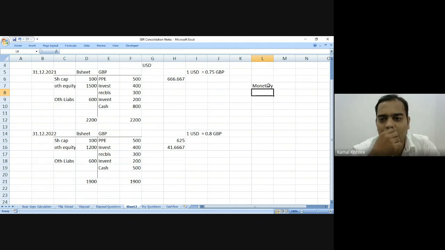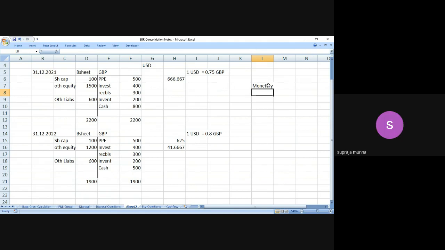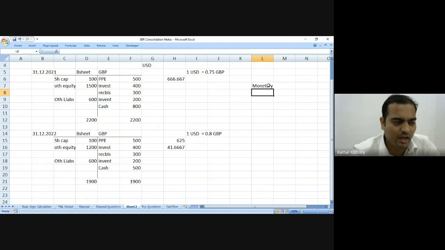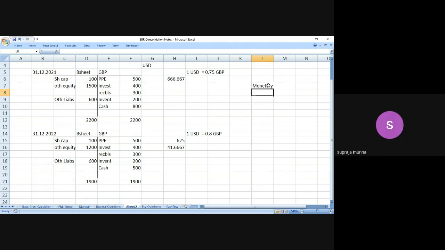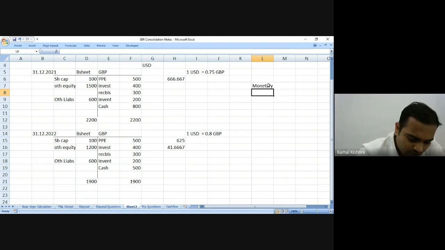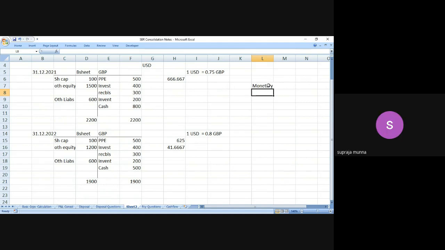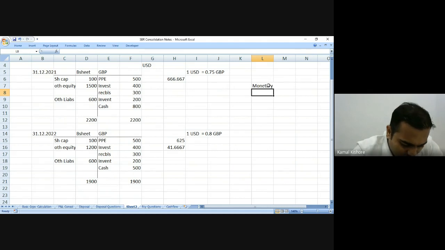How do I convert P&L? Maybe on the transaction date. Basically, average rate only. Transaction rate is very difficult to identify. So we use average rate. The transaction rate is there, the average rate is there, but we use average rate for P&L.